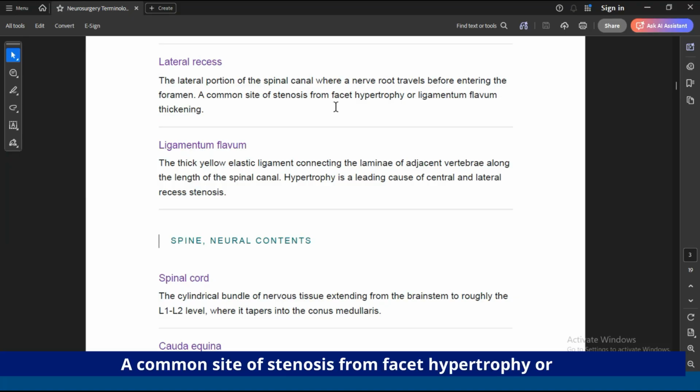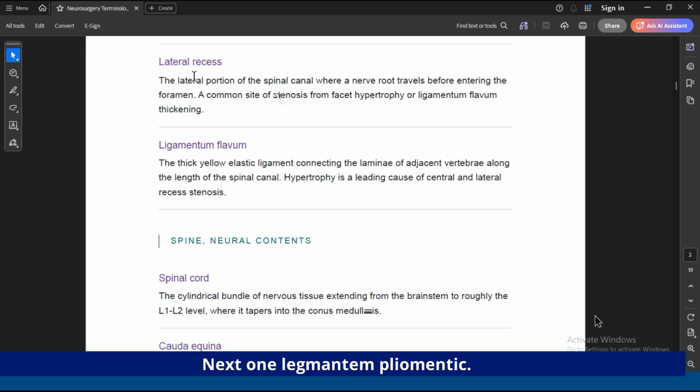A common site of stenosis from facet hypertrophy or ligamentum flavum thickening. Okay. So it is the lateral recess because it is the lateral portion of the spinal canal. So that's why they have mentioned it as lateral recess.